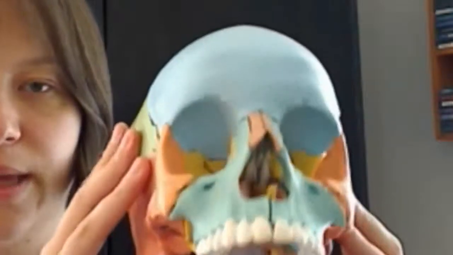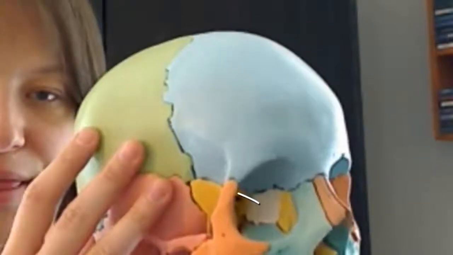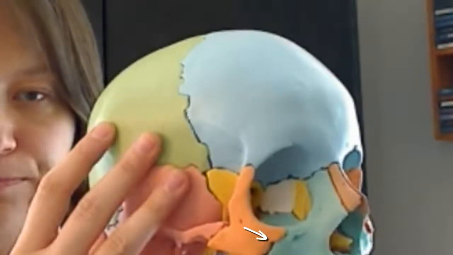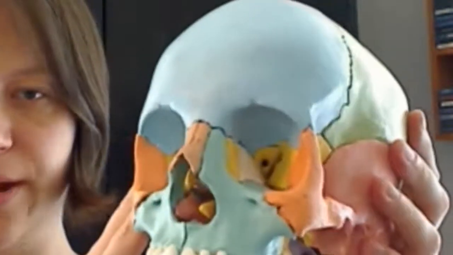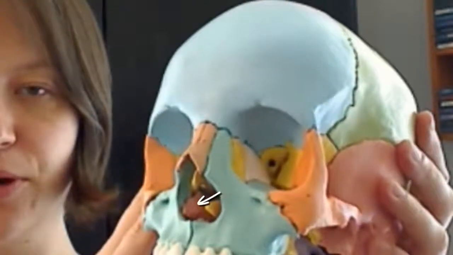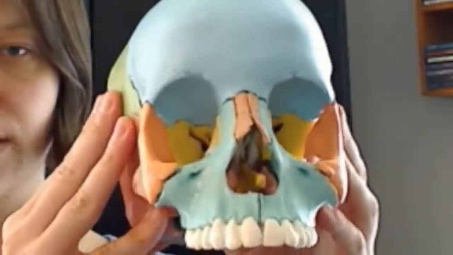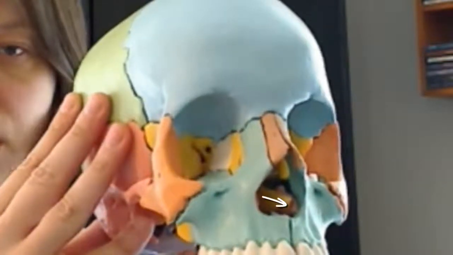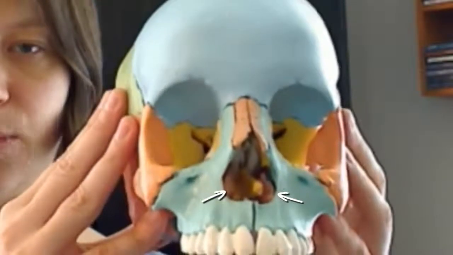The maxilla articulate with the nasal bones, the lacrimal bones, the ethmoid, and the zygoma. They also articulate with these tiny bones that you can see there, the inferior nasal conchae. There's a left and a right inferior nasal concha on the inferior lateral aspect of the nasal cavity. So those articulate with the maxilla.